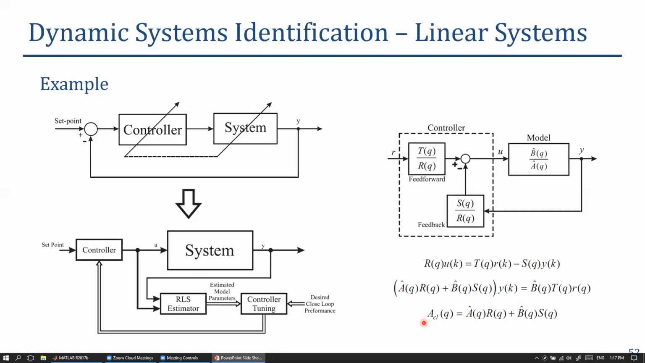Right. So we have a system which changes over time. Somehow we constantly update, we constantly identify the system online based on the model, which is constantly updated. We constantly update the controller parameters. So that's the point.